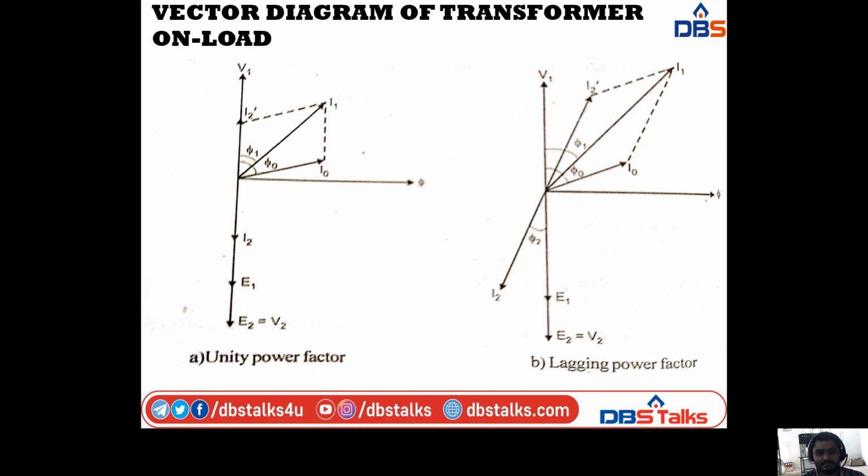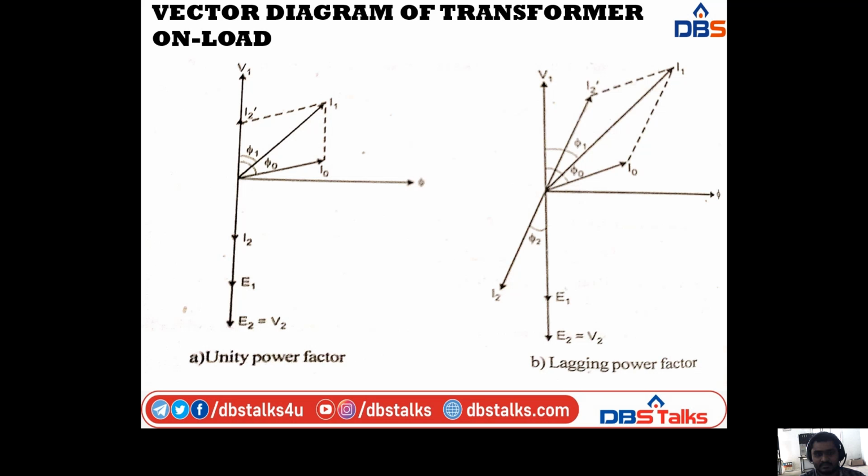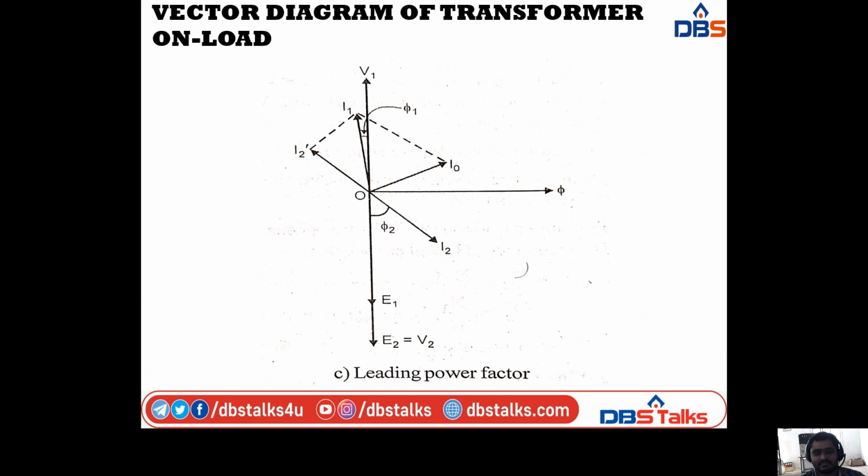So here, this I1 is lagging V1 at an angle phi 1. So V1, I1, phi 1, in all the cases we have this type. Okay. So here I am combining I2 dash and I0, and finally we have the I1 in all the three diagrams. So these are the vector diagrams for the transformer on load conditions.